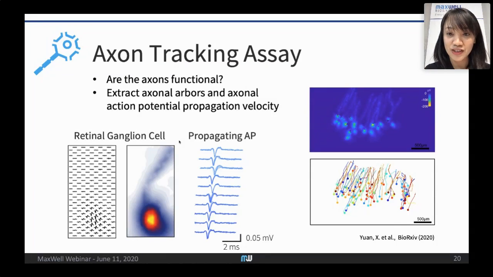And you can use this to extract the morphology of many cells in your sample as shown here on the right side. So here you can see that all of the axons are going towards the same direction, which is towards the optic nerve.